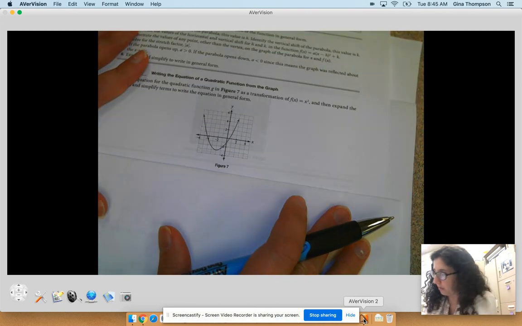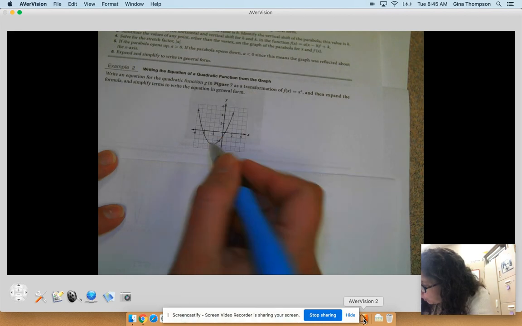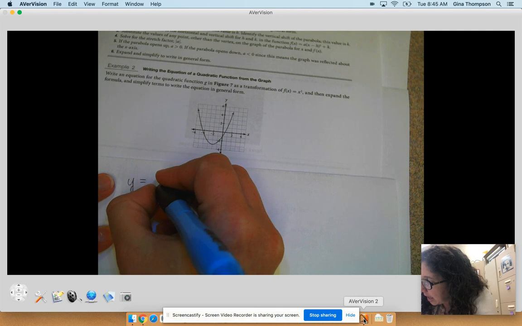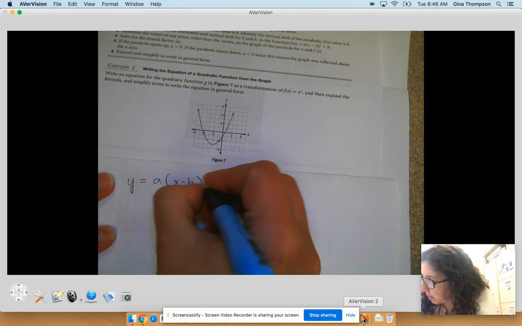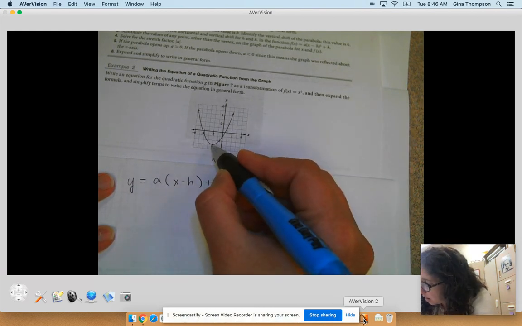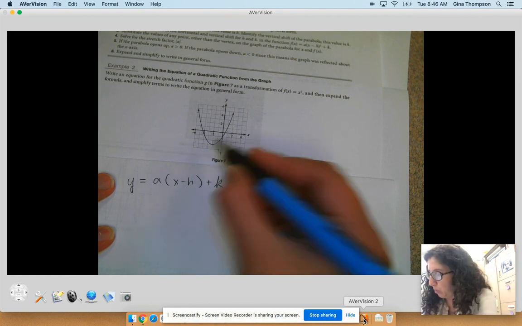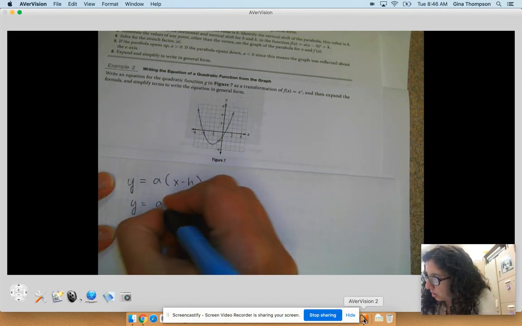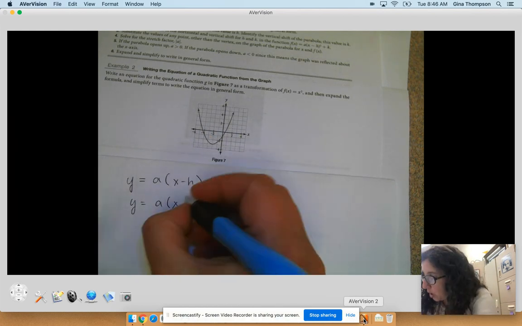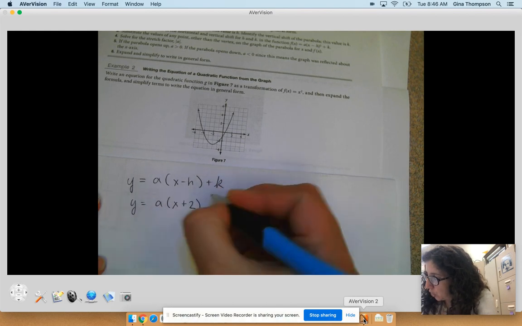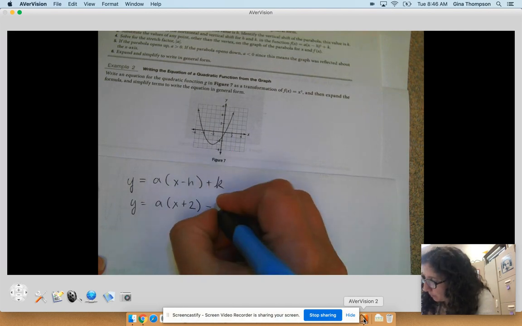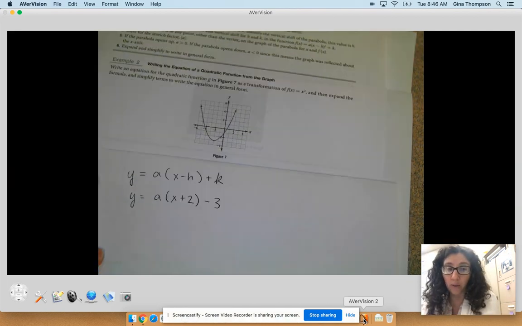All right, so here's our graph. We can see the formula is going to have the form y equals a times (x minus h) squared plus k. Right, and h and k we can determine by looking at where the vertex is. Well, the vertex is at negative 2, negative 3. So h is negative 2, so we're going to have x plus 2, right, x minus negative 2. And then k is negative 3. Okay, and we can get that just from looking at the graph.